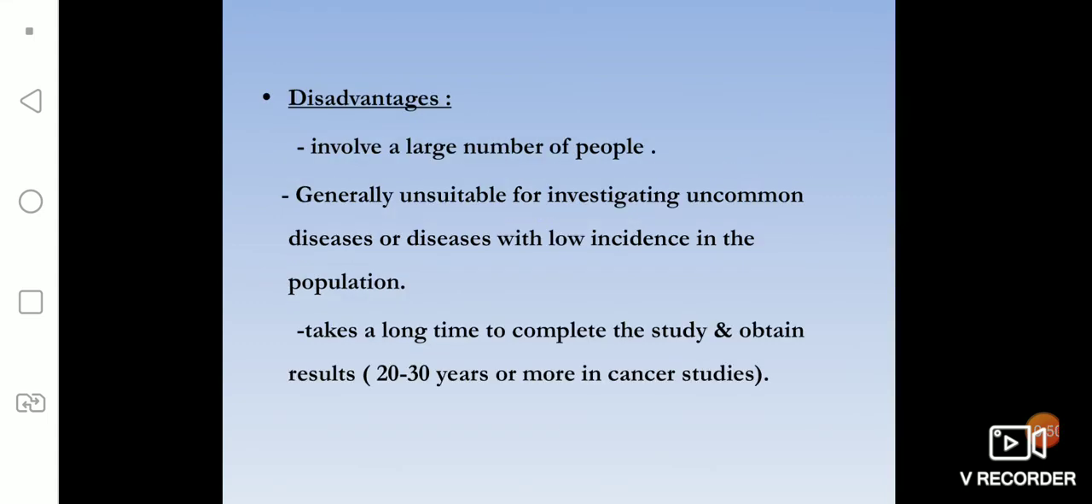Now coming to the disadvantages. These cohort studies involve a large number of people. They are generally unsuitable for investigating uncommon diseases or diseases with low incidence in the population. That means these are not suitable for rare disease studies. It takes a long time to complete the study and obtain results. Usually it can extend up to 20 to 30 years or even more in cancer studies.